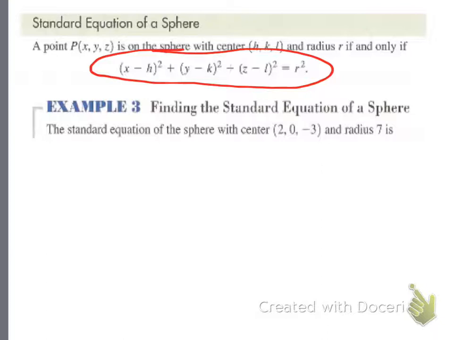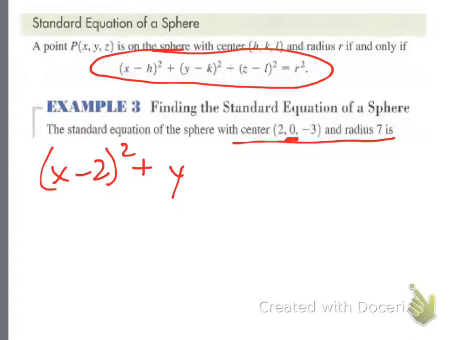So the standard equation of the sphere with the center and the radius: x minus 2 squared plus, now the y coordinate's 0, so normally you'd write y minus 0, but y minus 0 is y, and then plus z plus 3, remember inside the parentheses you do the opposite, equals 7 squared, which is 49. So that's all you have to do. Plug your numbers into the sphere formula. That's pretty straightforward.